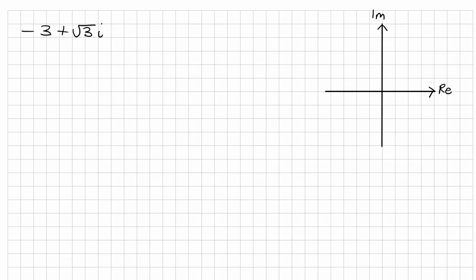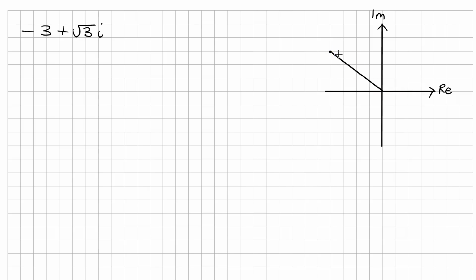Okay, so we'll do another example now of a number that's in the second quadrant. So this number is minus 3 plus root 3i. So minus 3 on the real axis and up root 3i on the imaginary axis. So just draw that in here. And there's my complex number.